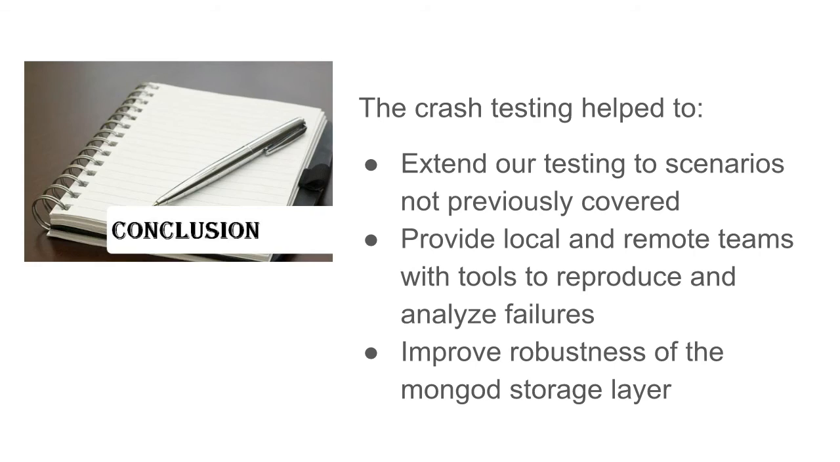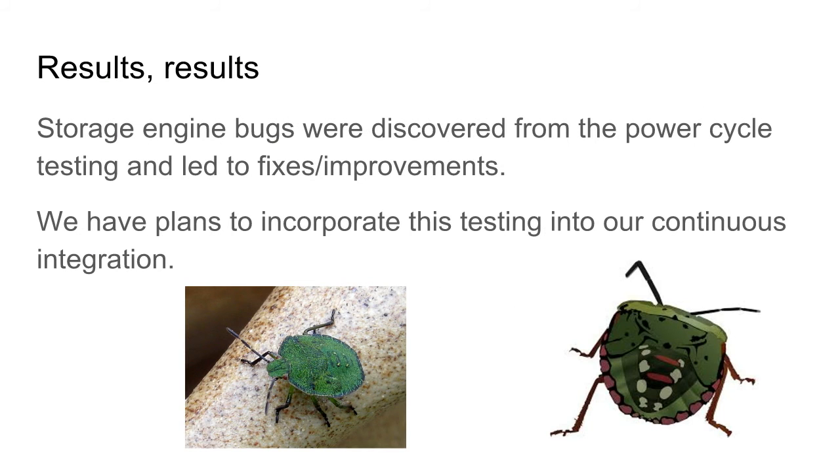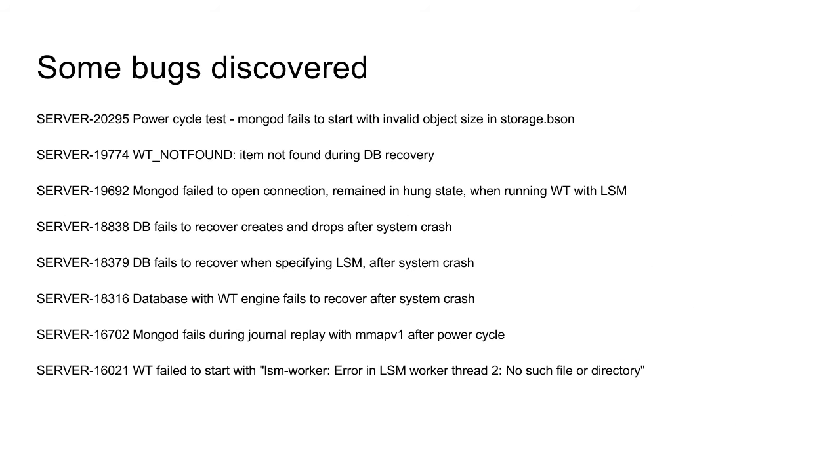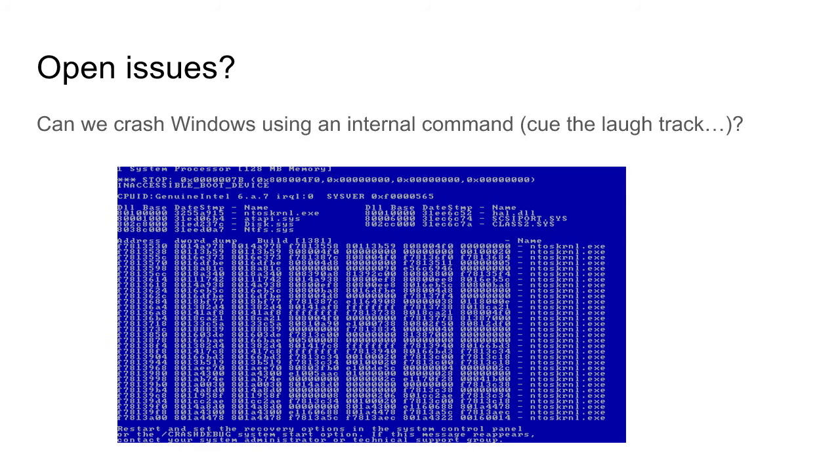So in conclusion, we found that the crash testing helped to extend our testing to scenarios we had not previously covered, and to provide these local and remote teams with the tools to reproduce and analyze the failures. And we helped to improve the storage layer, hopefully, for MongoDB. Like I mentioned before, we did find some bugs there. Here's a list of some of the bugs we found. Most of them were fixed. I think there might be one that they're still working on.